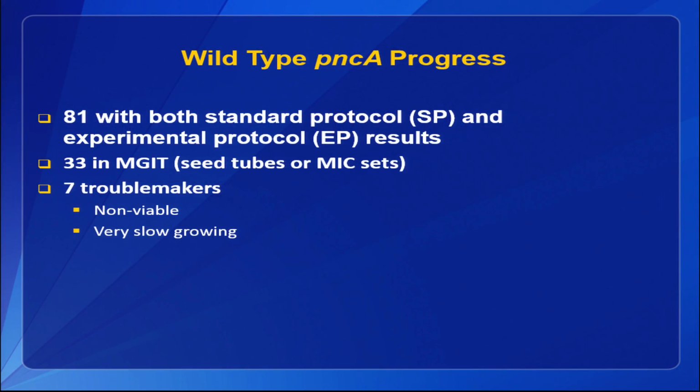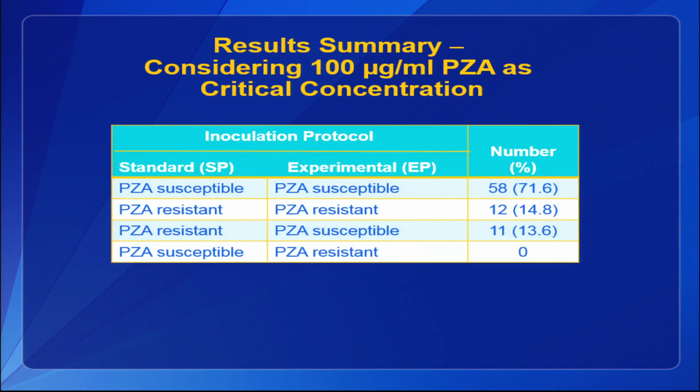So when we did this, we basically saw that most of them were consistent. And what we did see is, here, I'll get into this, if you looked at the standard protocol and compared it to the experimental, if they tested susceptible in both, it was about 72% of the strains. We did have some that were testing resistant to resistant, and when we went back and looked at that, we thought we had a little bit of heteroresistance. They weren't really truly wild type.